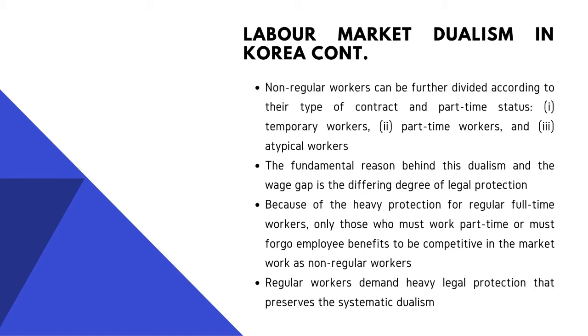Regular workers demand heavy legal protection that preserves the systematic dualism because if they were fired, they would be on their own and it is difficult to get a new regular job position. Therefore, a proper TAA system, a form of safety net in response to trade liberalization, can help lessen labor dualism. The absence of one would worsen the existing duality, especially if trade liberalization has been impairing domestic employment.